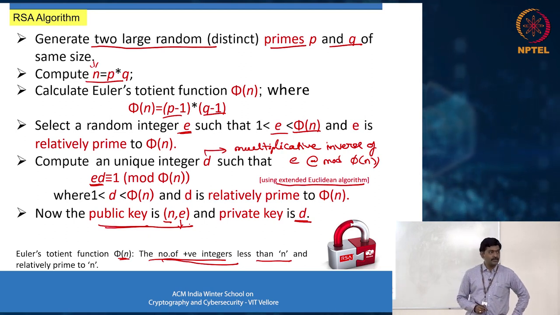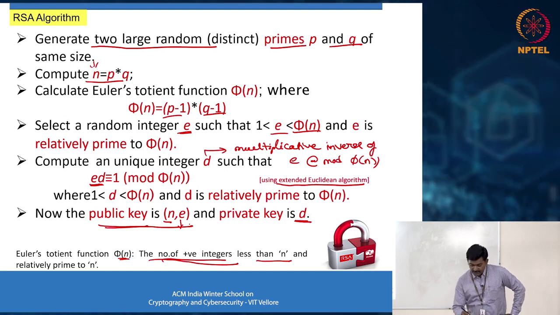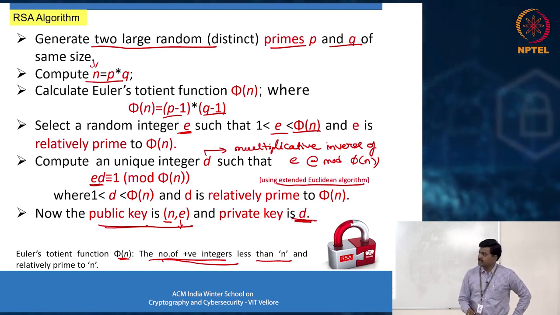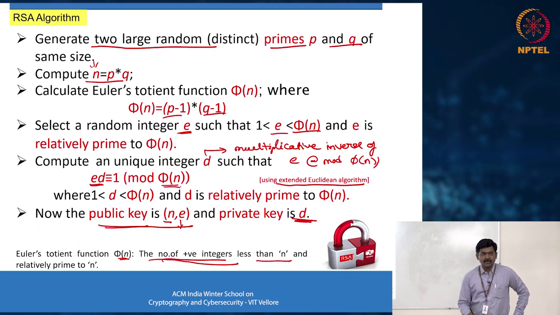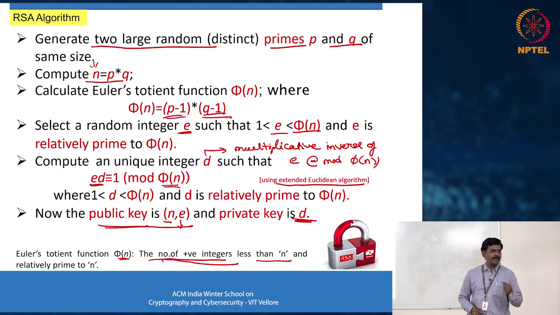You need the p and q values, because in order to calculate d, what is it that you need? You need psi of n. What is psi of n? (p minus 1) times (q minus 1). So you need the p and q values.